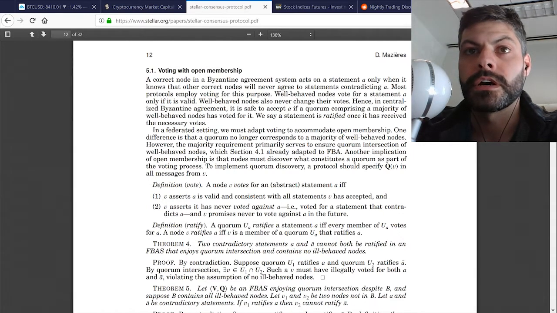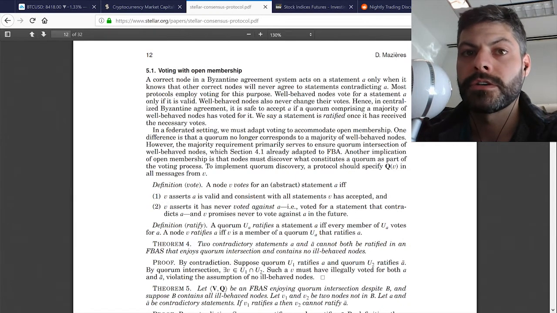Definition: vote. A node V votes for an abstract statement A if and only if, number 1, V asserts A is valid and consistent with all statements V has accepted, and, number 2, V asserts it has never voted against A, that is, voted for a statement that contradicts A, and V promises never to vote against A in the future. Definition: ratify. A quorum UA ratifies a statement A if and only if every member of UA votes for A. A node V ratifies A if and only if V is a member of a quorum UA that ratifies A.